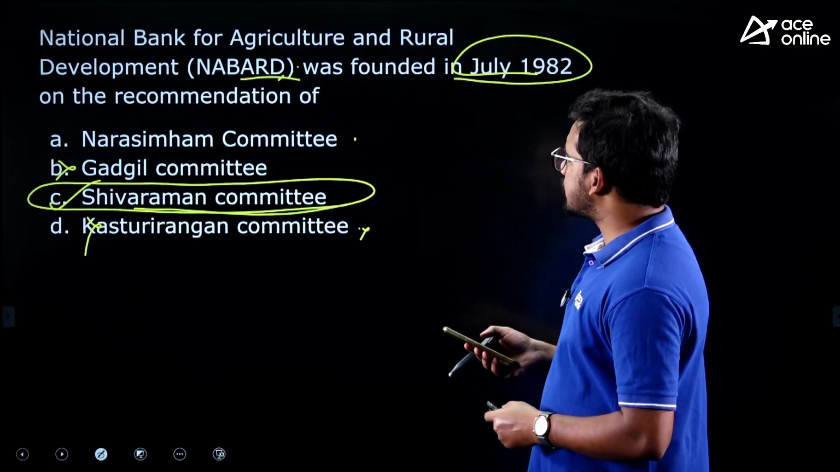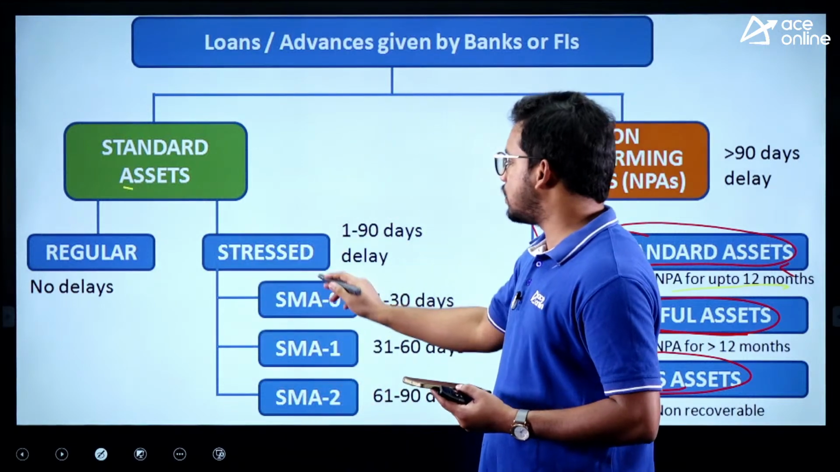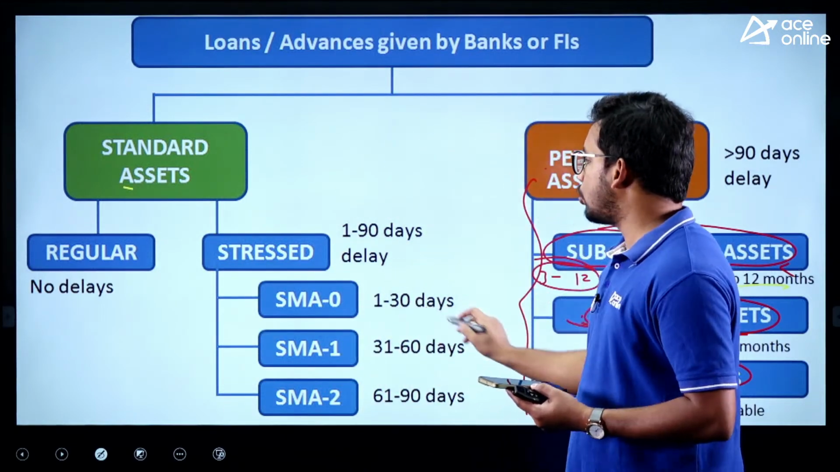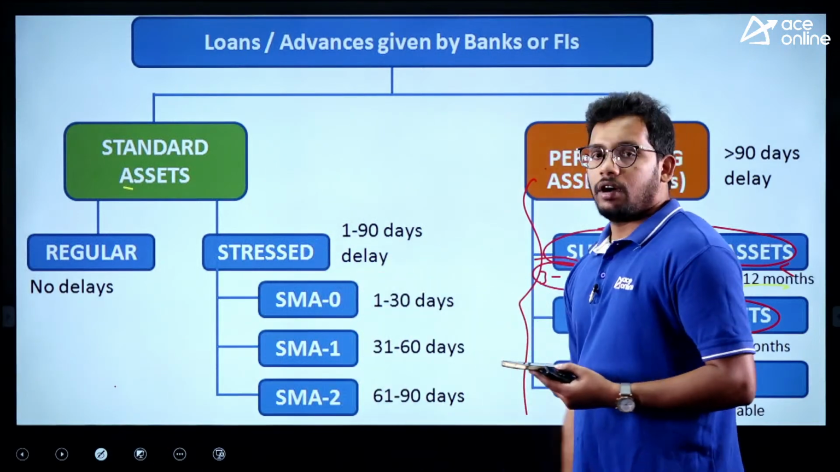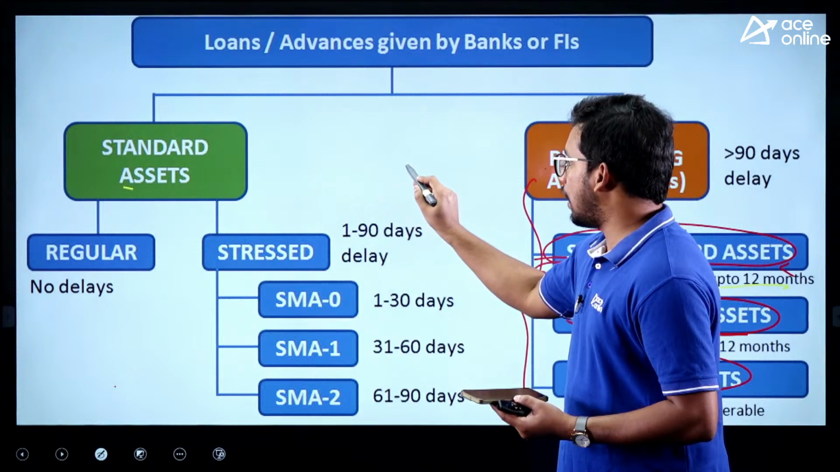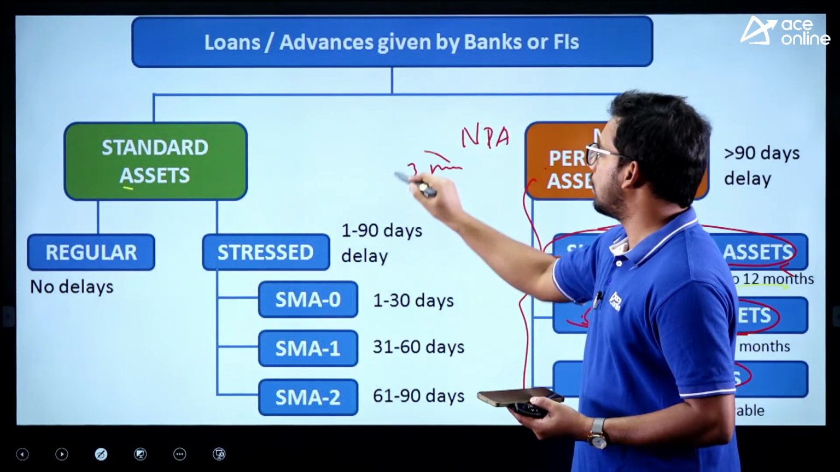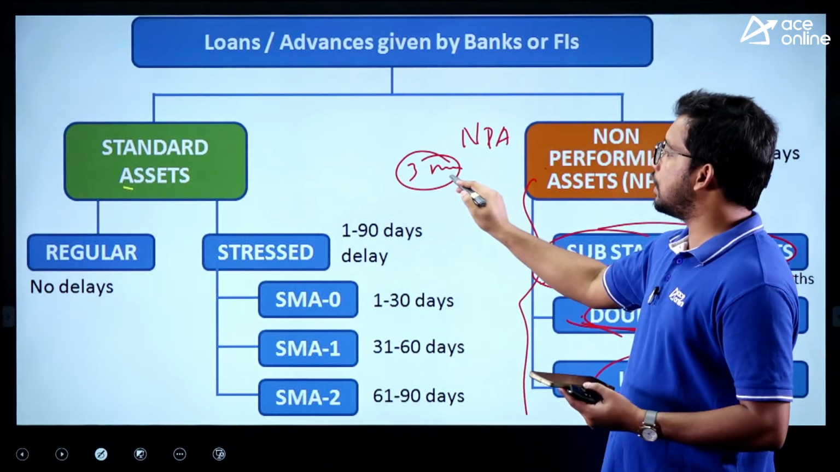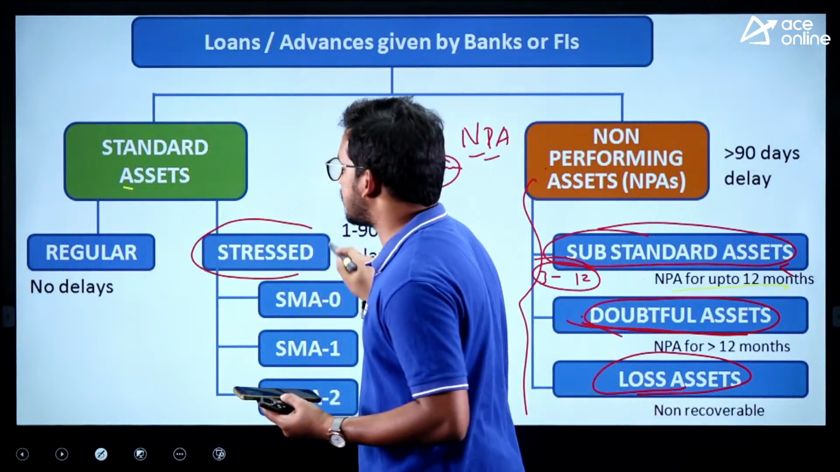See, SMA means Special Mention Account. It is for 1 to 30 days. Within 3 months we also have a subclassification. As I said, until 3 months it is not classified as a non-performing asset. Only on completion of 3 months is it called a non-performing asset. Before that, it is called a stressed asset.